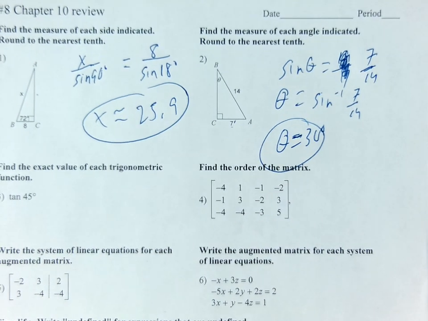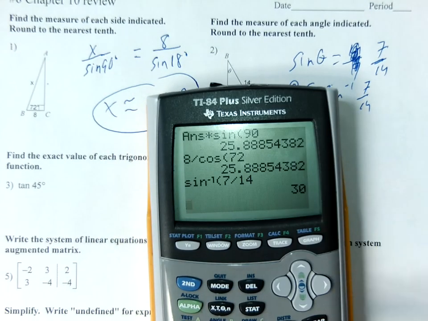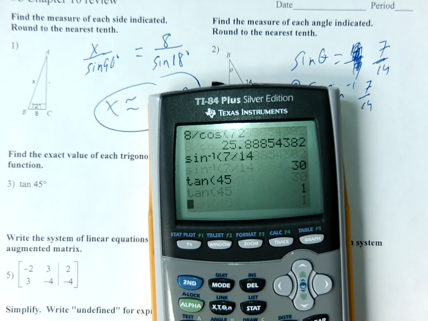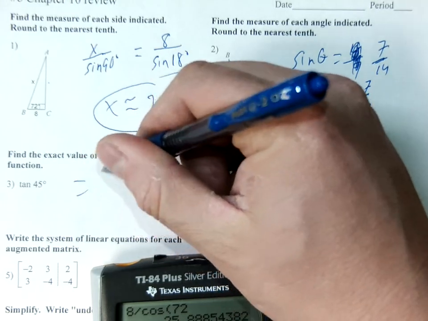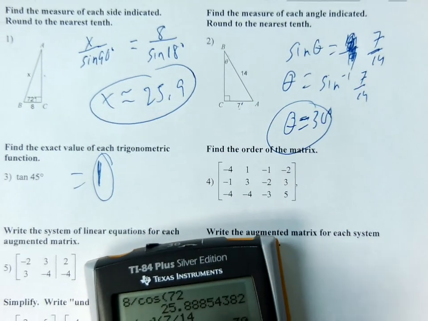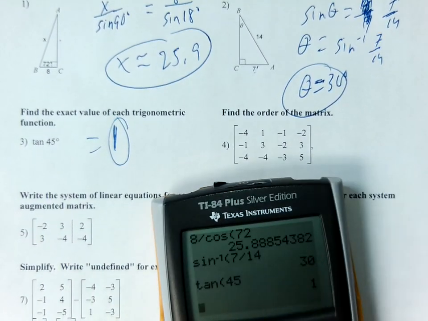All right, find the exact value of the trigonometric function, tangent 45. If I type in tangent 45, it's going to give me 1. Now, again, if this ends up being a decimal, you're going to have to match it with the appropriate root.